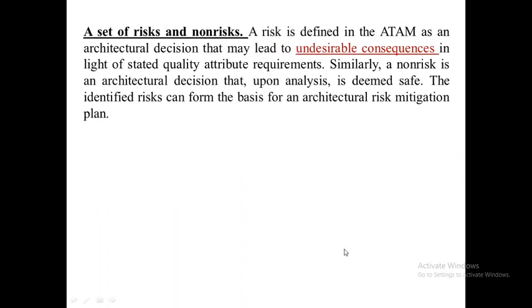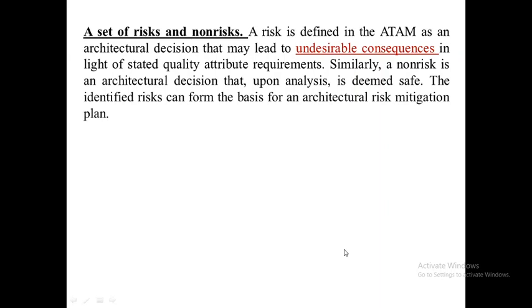A set of risks and non-risks. What do you mean by risk? The probability of something happening adversely is called risk. It is not guaranteed to happen, but there is a possibility of it happening. That is called risk.